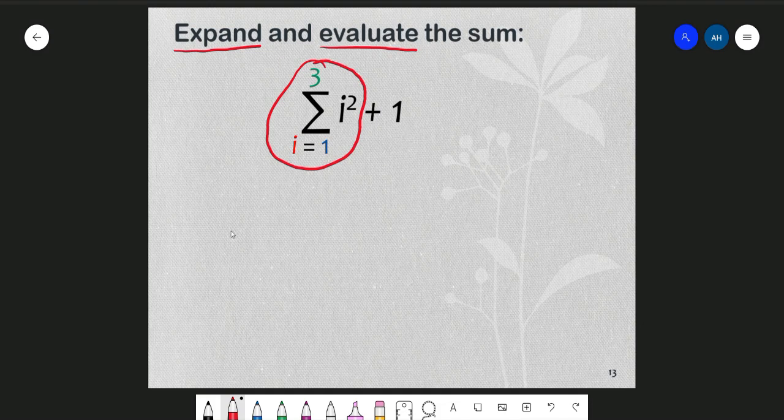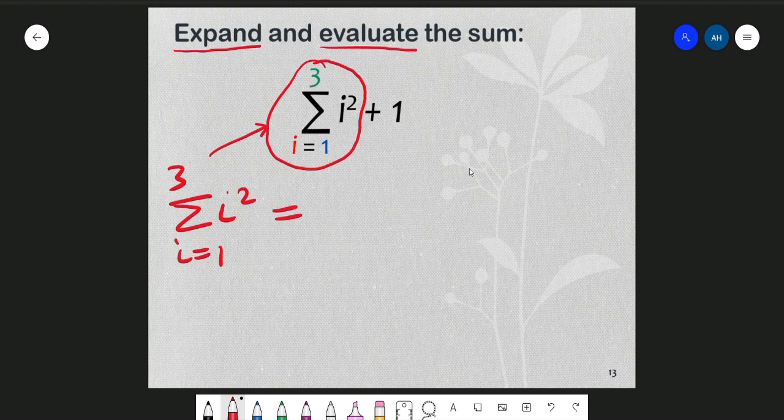So what we have to do first is find the sum of this. That's what we want to find: what is actually the sum of i squared, i starting from 1 to 3. This is what we have to find, the sum.